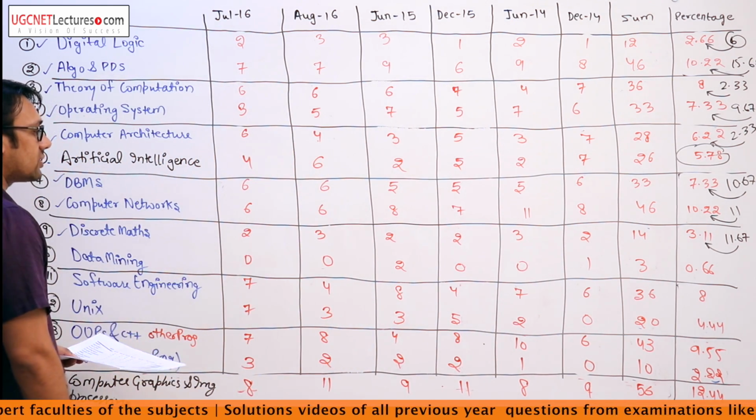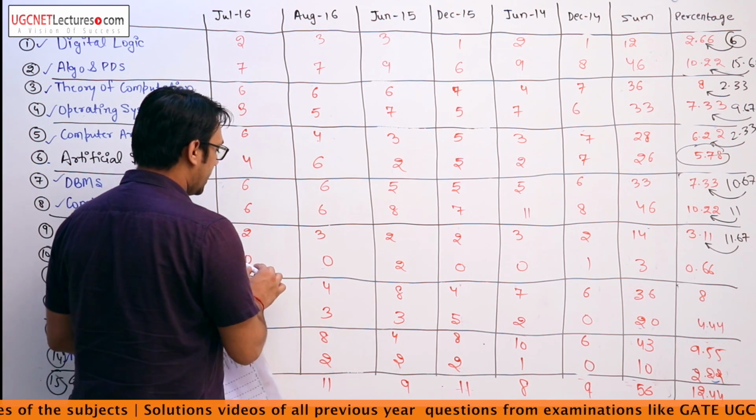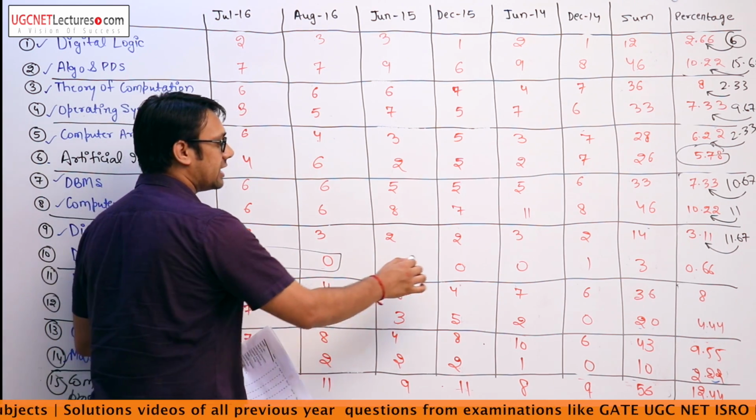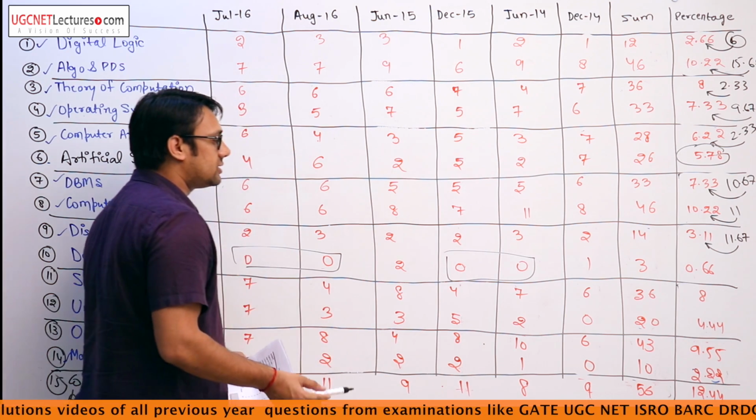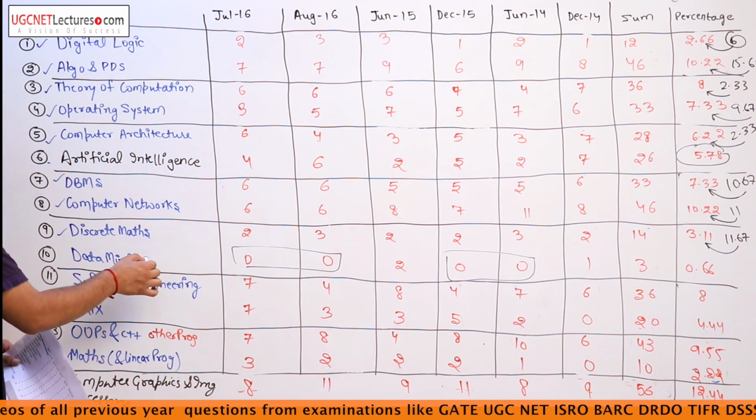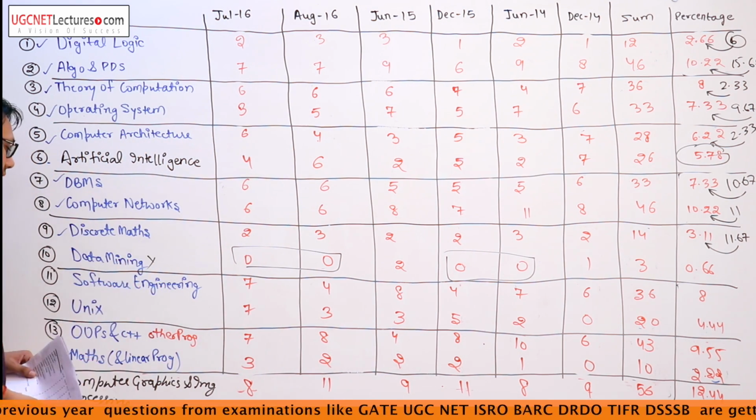Then we have data mining. As you can see, very few questions are asked from data mining, and for the last 2 years they are not asking any questions. So you can ignore this subject if you like. That is your personal choice. You can ignore this subject, that is data mining.